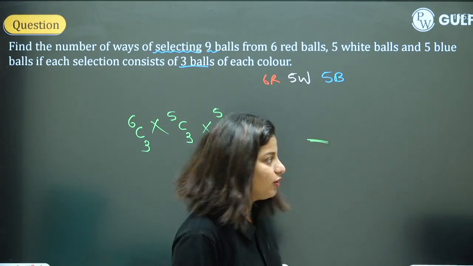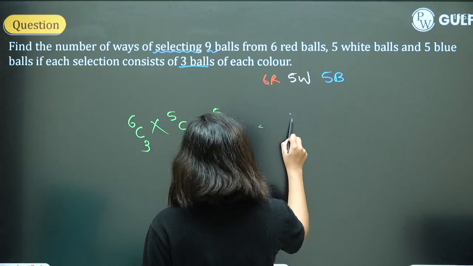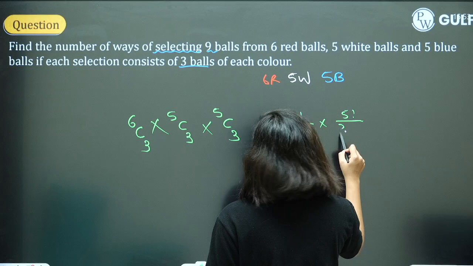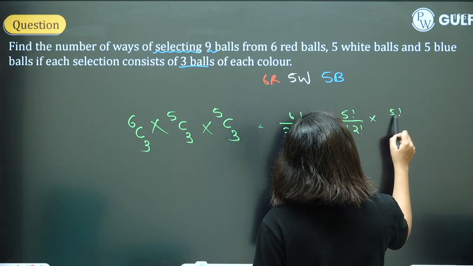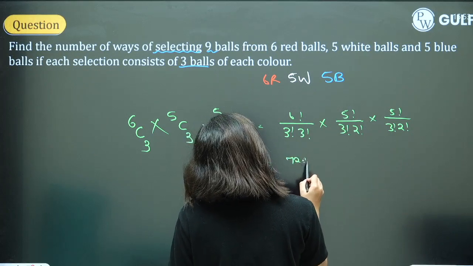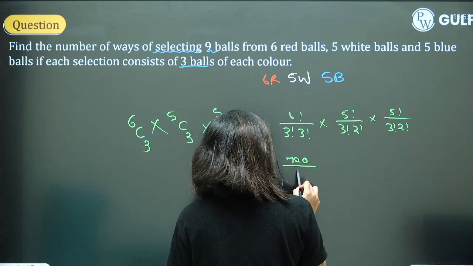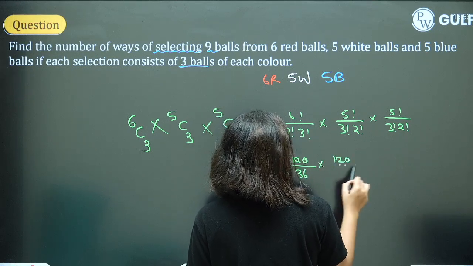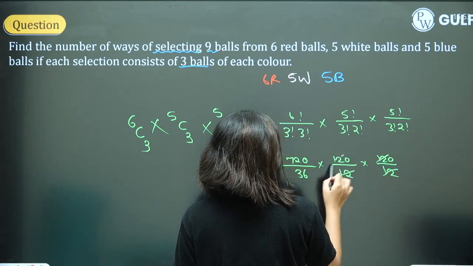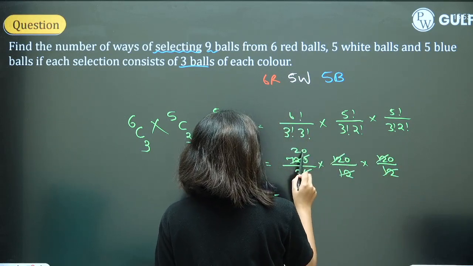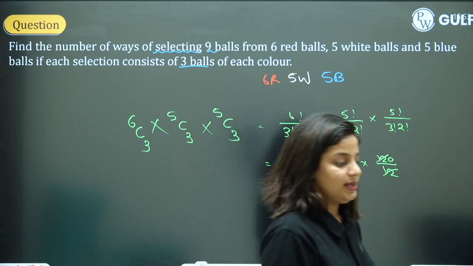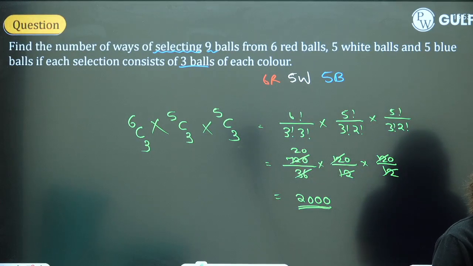Will you be able to solve it for sure? 5 factorial upon 3 factorial, 2 factorial, 5 factorial. 6 factorial is 720, upon 3 factorial is 6, 6 sixes are 36. 5 factorial 120 upon 6 is 12. Same thing, isn't it? 12 cancels. 36 ones are 36, twos are 20 and then 2 more zeros. There are 2000 ways to make this happen.